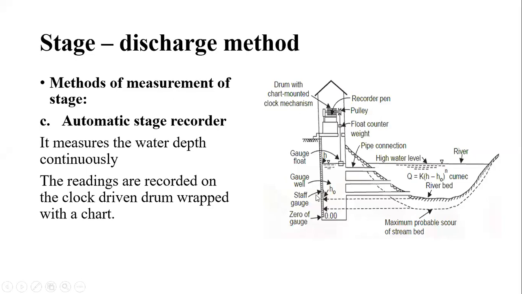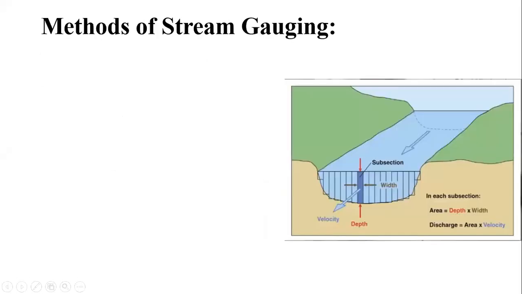By knowing the depths and the corresponding discharge in the river, we are going to develop a relationship, and afterwards, just by knowing the depth and putting that value of depth in an equation, we will be able to find the discharge passing through the river at that particular depth. This is about the automatic stage recorder, and this is about the stage recording method, the stage discharge method.